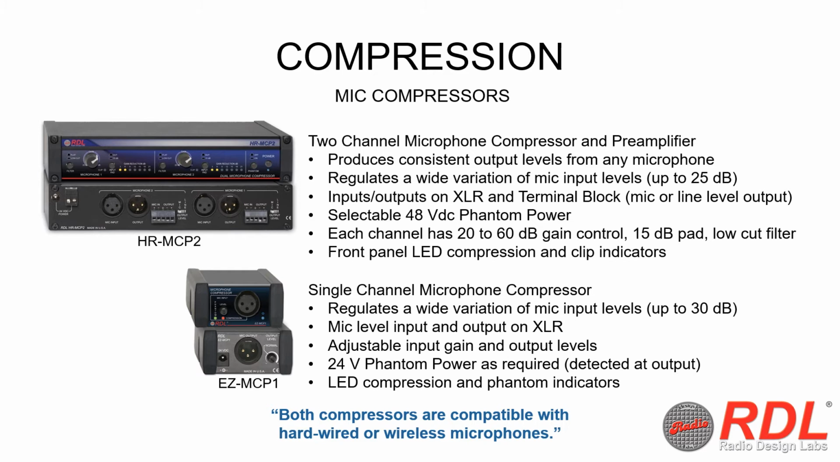It can regulate a wide variation of microphone input levels up to 30 dB. It has XLR input and output connectors and outputs a mic level signal. It has both an input gain and an output level adjustment. This model provides 24-volt phantom power, which automatically turns on or off when phantom power is detected at the output connector.